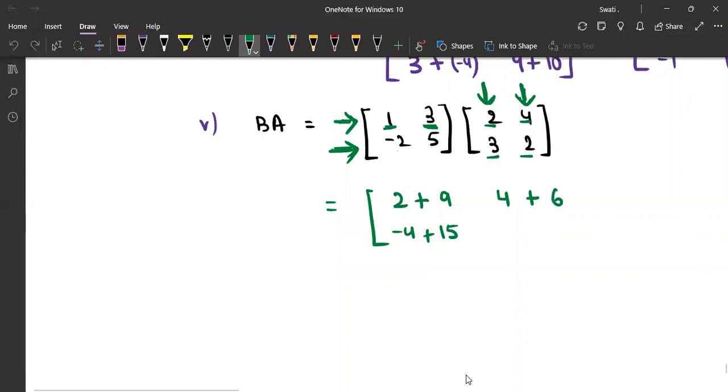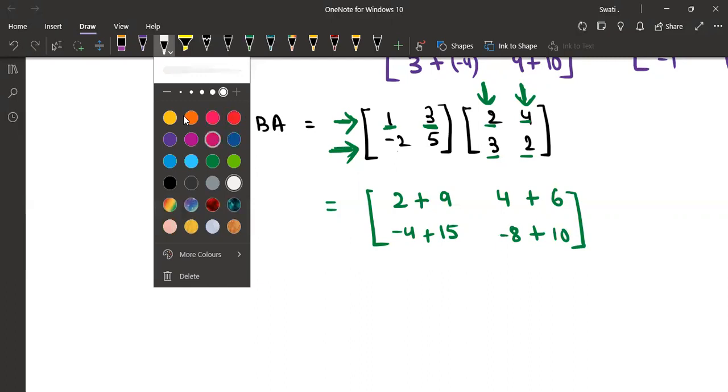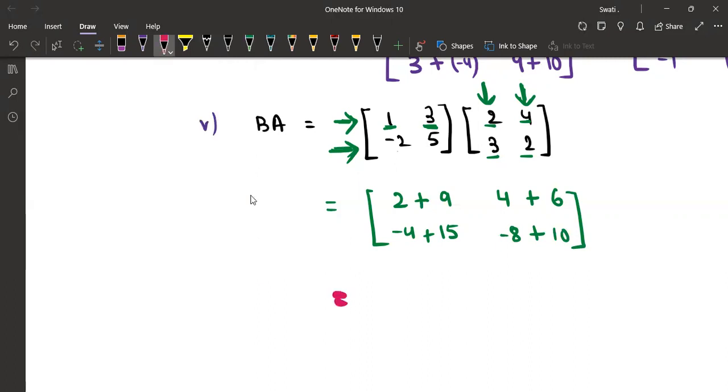So this is minus 2 times 4, which is minus 8, plus 5 times 2, that is 10. And now the answer for this is simply going to be, you know how to simplify this. So this will become 2 plus 9, that is 11, 4 plus 6, that is 10, minus 4 plus 15, that is 11, and minus 8 plus 10, that is 2.